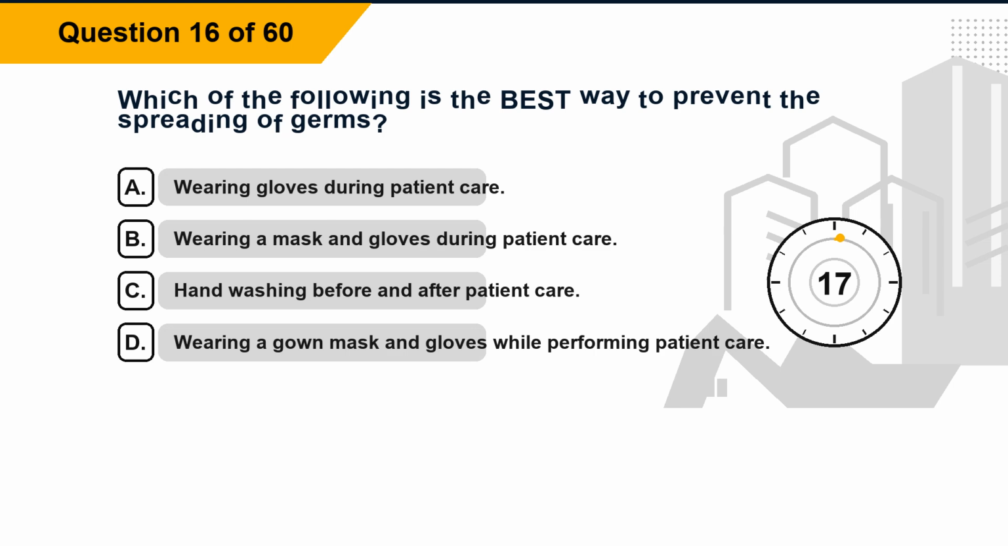Question 16. Which of the following is the best way to prevent the spreading of germs? Option A. Wearing gloves during patient care. Option B. Wearing a mask and gloves during patient care. Option C. Hand washing before and after patient care. Option D. Wearing a gown, mask and gloves while performing patient care.